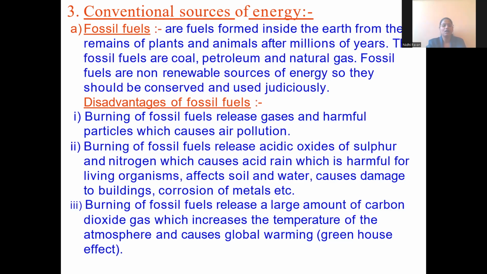Okay. Then burning of fossil fuels releases a very large amount of carbon dioxide, which directly influences the greenhouse effect, or increases the temperature of the earth. So that is global warming. Okay. So these are all the disadvantages of fossil fuels.